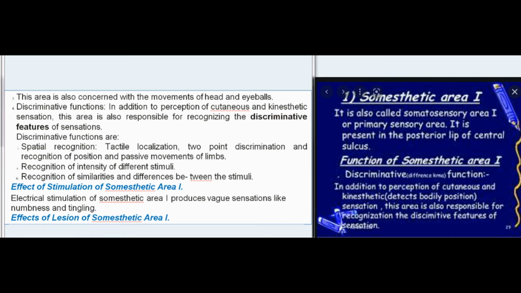Discriminative functions: in addition to perception of cutaneous and kinesthetic sensation, this area is also responsible for recognizing the discriminative features of sensations.